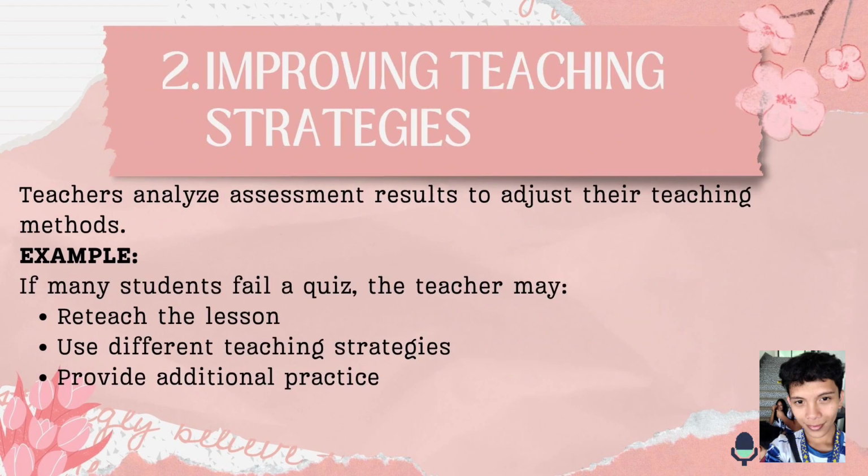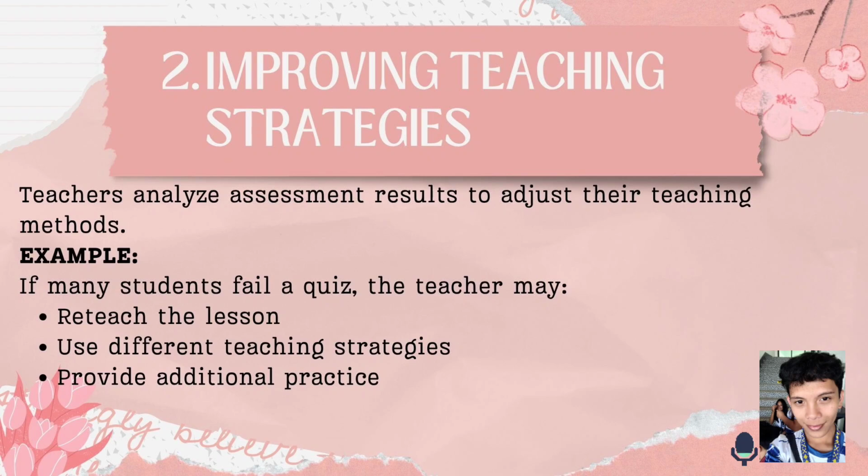Now let's talk about improving teaching strategies. So as we all know, teaching strategies are the different ways teachers use to teach lessons. So assessment results are very important because they can help teachers decide if the teaching strategy is effective or may not be effective. For example, if many students fail a quiz, it may mean that the teaching strategy was not effective. So the teacher needs to adjust or change the approach.